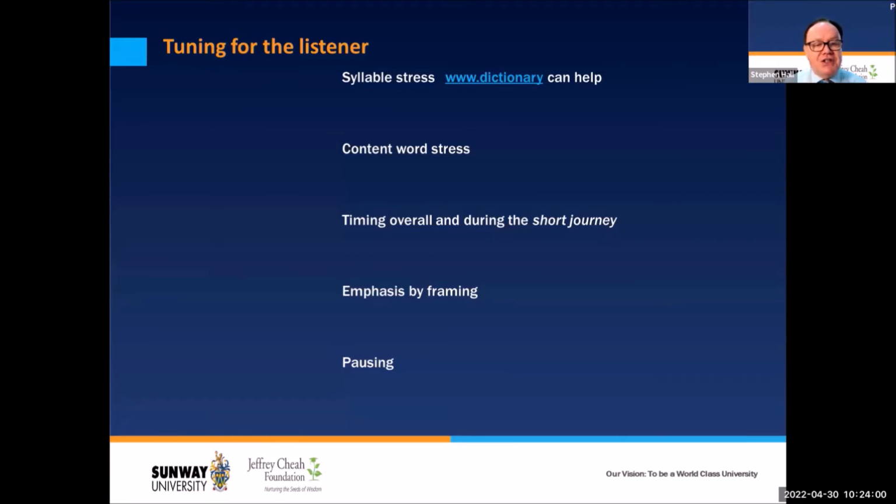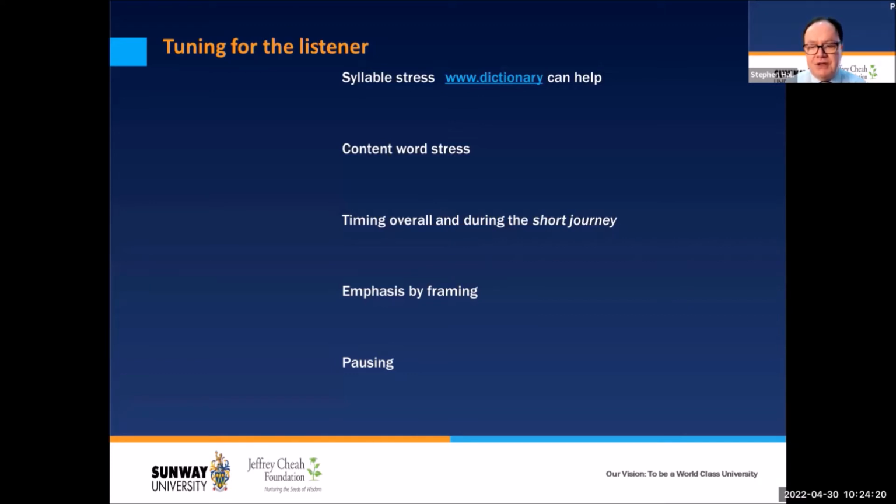So this kind of content word stress is so important that if I have a prepared speech to give and I have to follow a script, I highlight in color the important words. So I know that I'm going to increase the volume slightly on the important words.